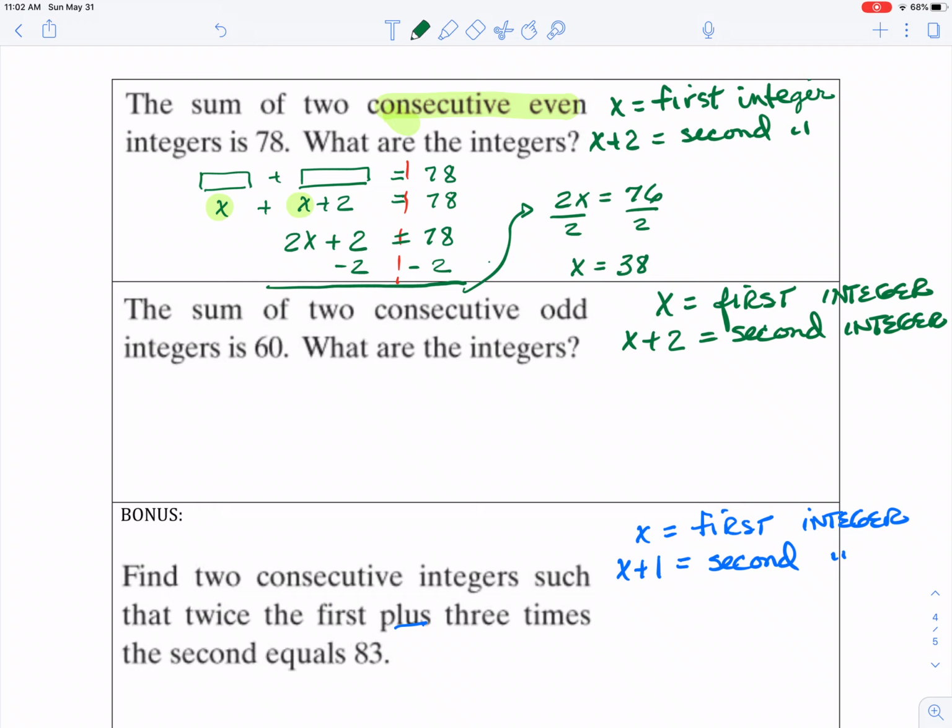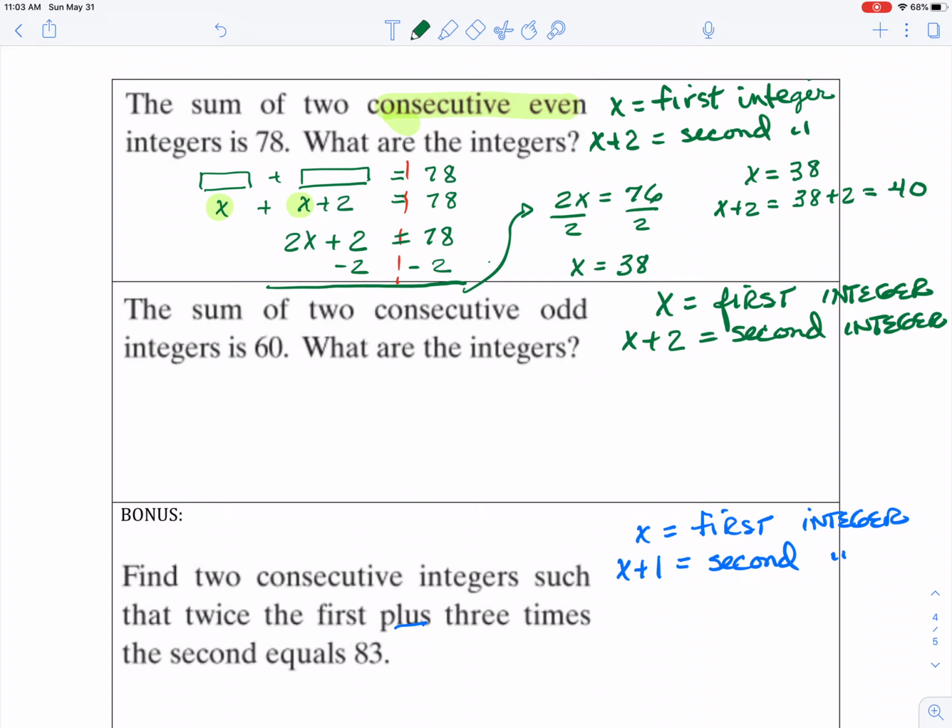Looks like the first one is 38, so again we don't stop there. To get the second one we do x plus 2. So 38 plus 2, my second number is 40. So 38 and 40.